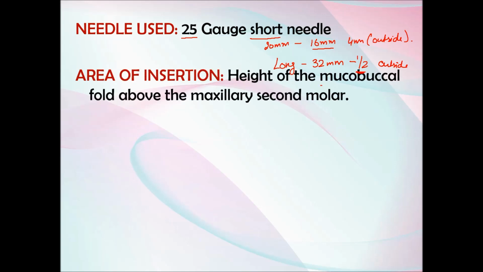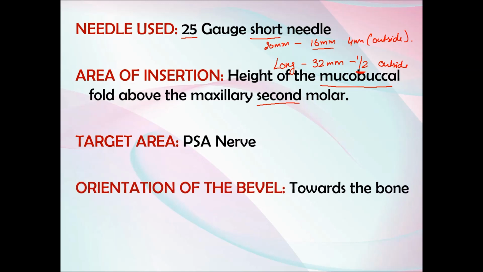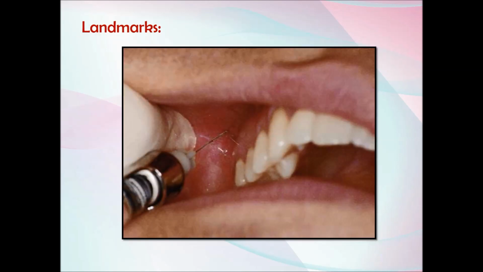Next is the area of insertion. The mucobuccal fold above the maxillary second molars is where the injection has to be given. The target area is obviously the posterior superior alveolar nerve block, and the needle is oriented towards the bone, but do not touch the bone. You do not have to touch the bone. It's just the orientation of the bevel.